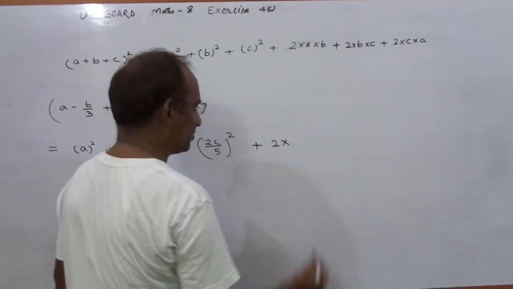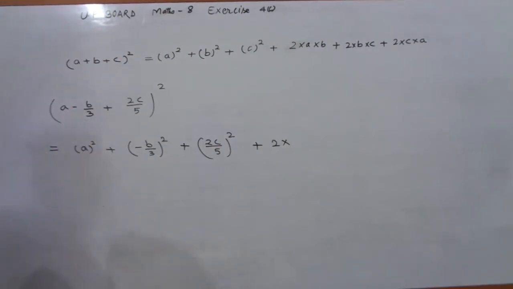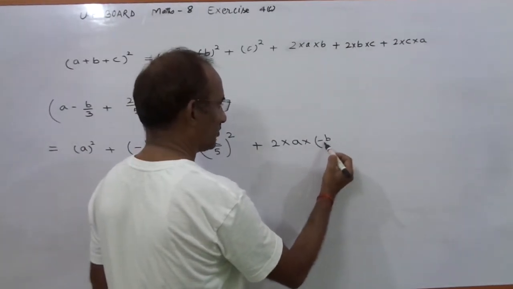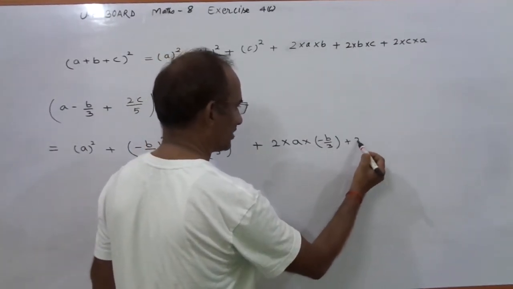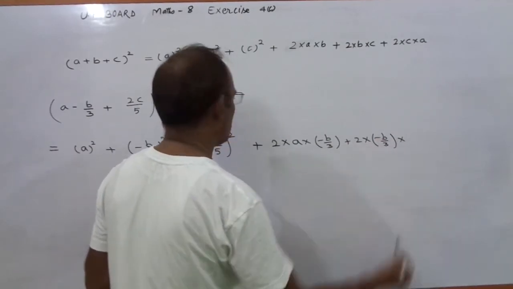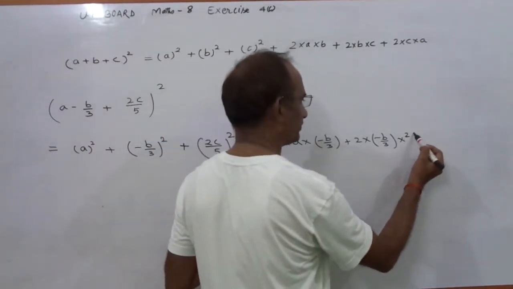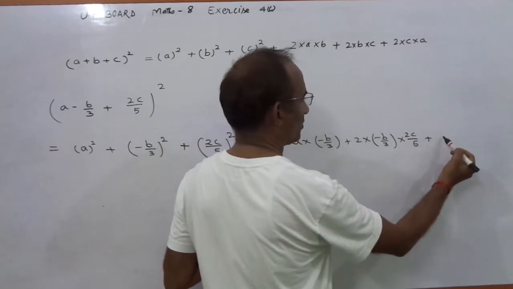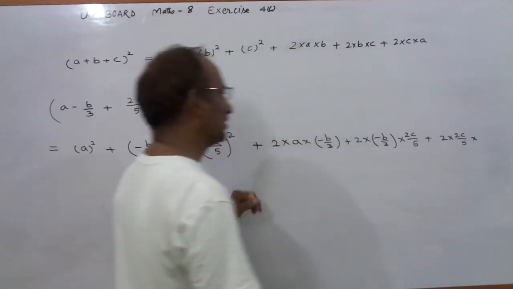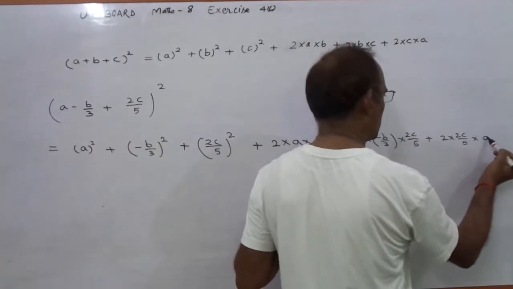and plus 2 into the first term is a and the second term is minus b upon 3. So a into minus b upon 3, plus 2 into minus b upon 3 multiplied with the third term, it is twice c upon 5. Now 2 into twice c upon 5 is multiplied with the first term, it is a. So here we write small.